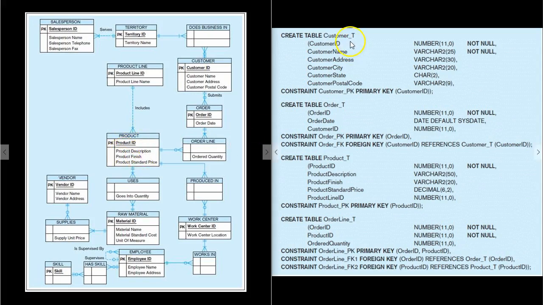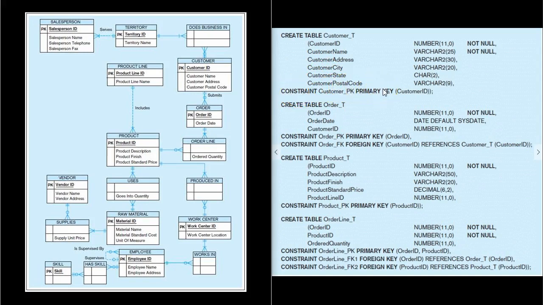So if we look at the SQL that we have over on the right side, you'll see that we're creating 4 different tables. We're creating the customer table, the order table, product table, and the order line table. So those are effectively these 4 tables here on the right side of this ERD. So in the customer table, we have a customer ID, and we've identified that here. And then we have the customer name, customer address, city and state, postal code. And then we identify the primary key as a constraint.